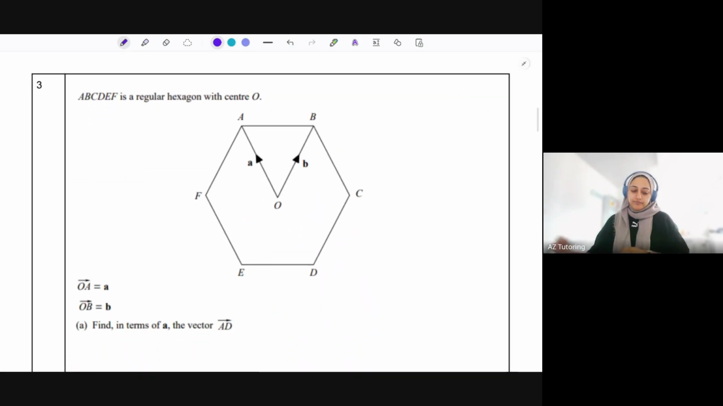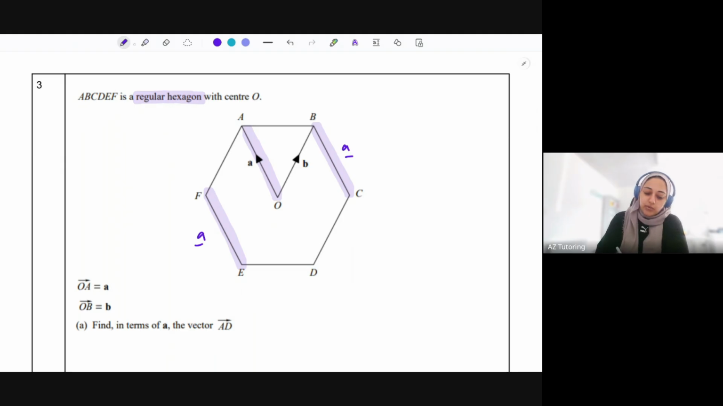Moving on. ABCDEF is a regular hexagon with center O. The reason why they've told us it's a regular hexagon is we know that this here is A. So therefore, this here would also be A. E to F would be vector A, and CB would be vector A as well. So we could say all these are also vector A.